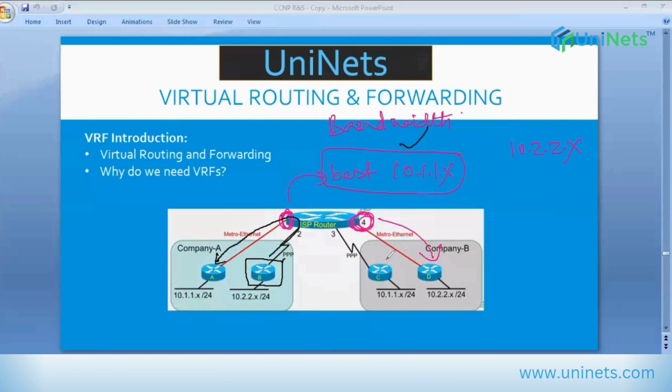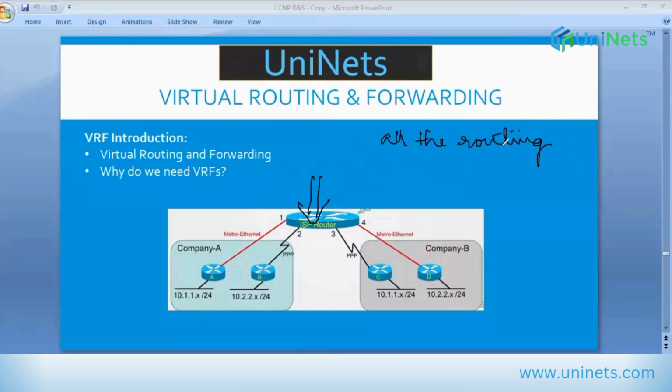But if D wants to speak with 10.1.1.x, which is intended for router C, it is not going there. The best path is this one, so it goes here. Okay, this is wrong. Right? And why did this all happen? Because the ISP router is saving all the routing information in a global routing table, a single routing table.